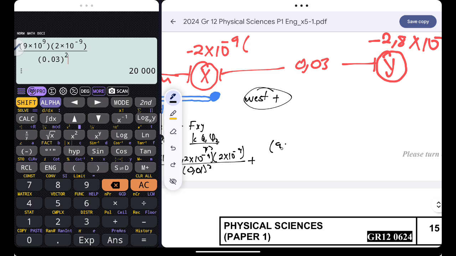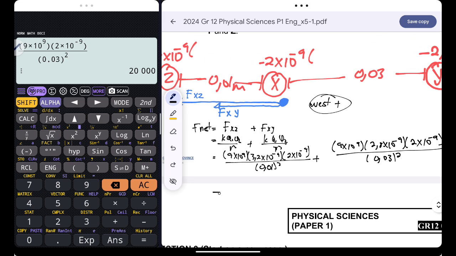It's still K Q1 Q2, right? 9 times 10 to the power 9 multiplied by the charge on sphere Y. That's 2.8 times 10 to the power of negative 9. And the charge on sphere X, that's 2 times 10 to the power of negative 9, divided by 0.03 all squared. So this will just give me my resultant force.